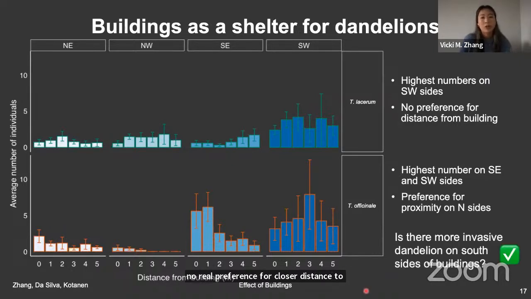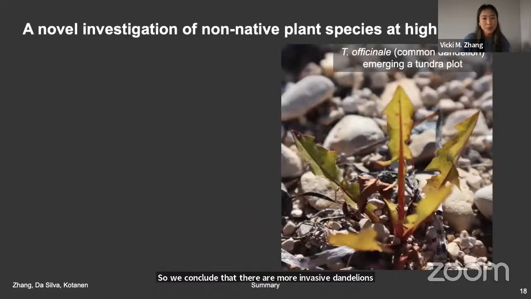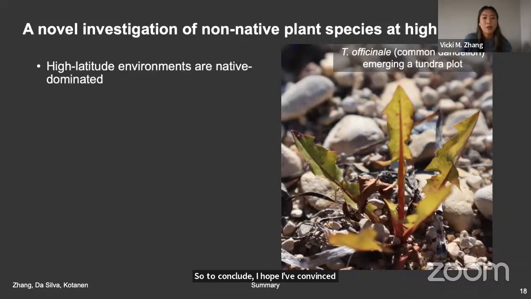So we conclude that there are more invasive dandelions on south sides of buildings, and this is still work that's in progress. So to conclude, I hope I've convinced you that this work is novel, and we're excited to continue this into future years. And we really think it's key to understanding the emerging issue of invasions in the Canadian North.